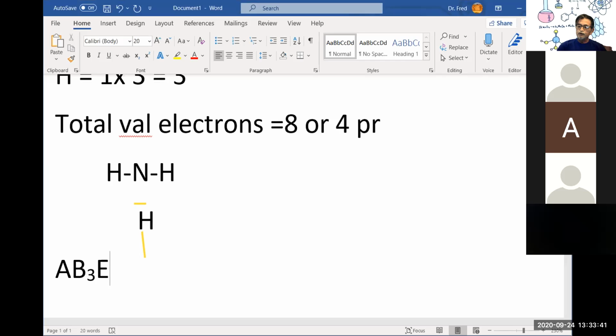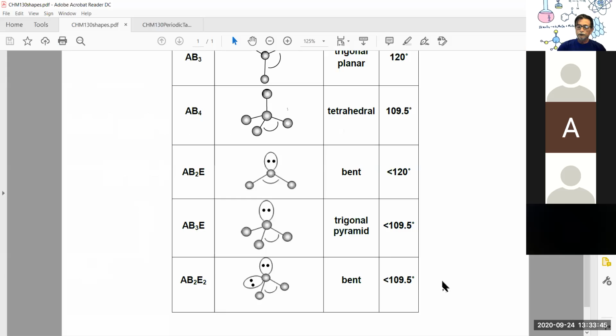So now with my general formula, I go back to my shapes table, okay? And I look for AB3E, and it's the second entry. You can see where that lone pair exists on the central atom. I've got the 3 B's, which in this case are hydrogen. And so its name will be trigonal pyramid, and its bond angle between the B's is much less than 109.5.